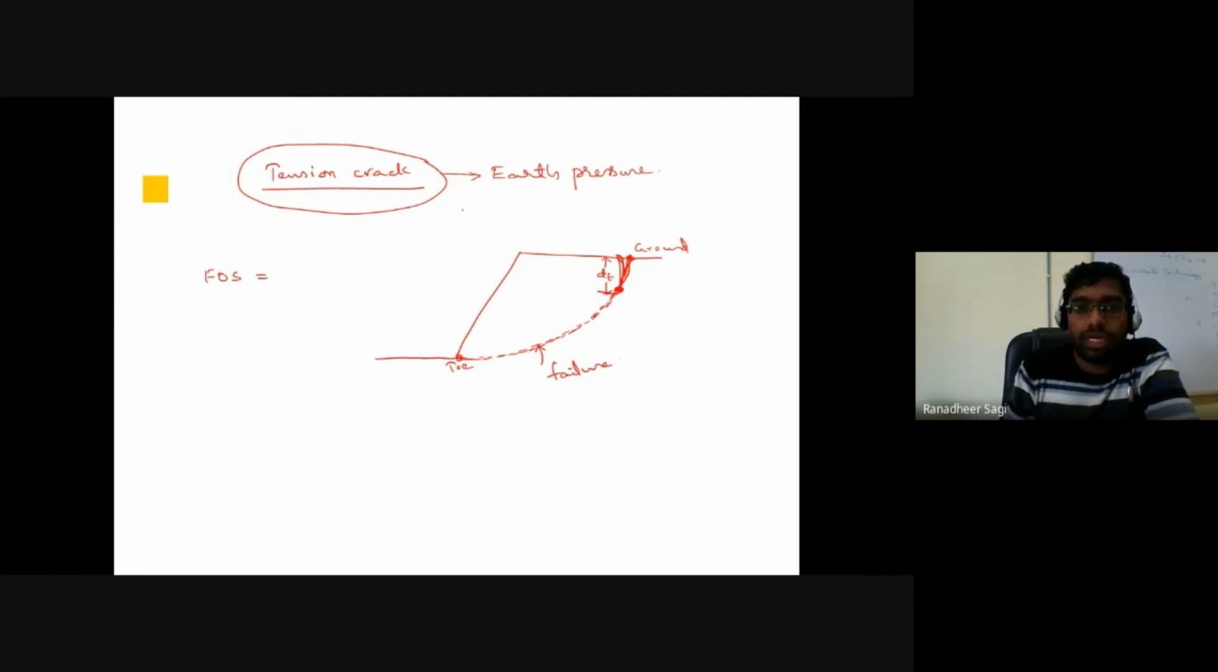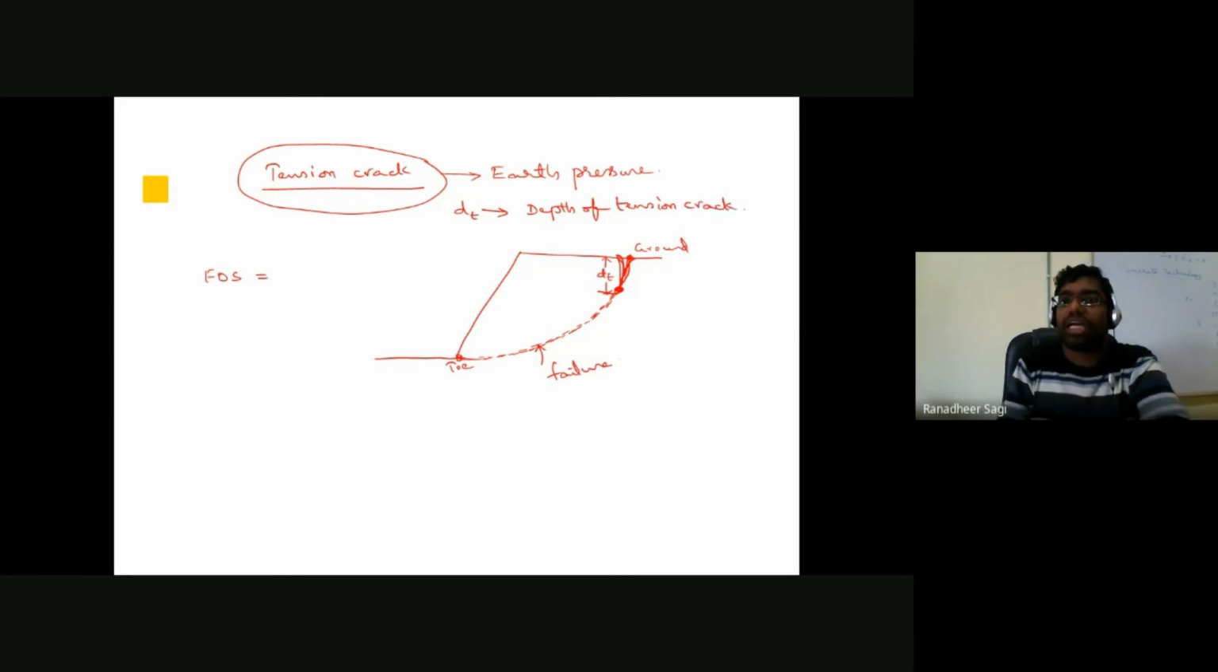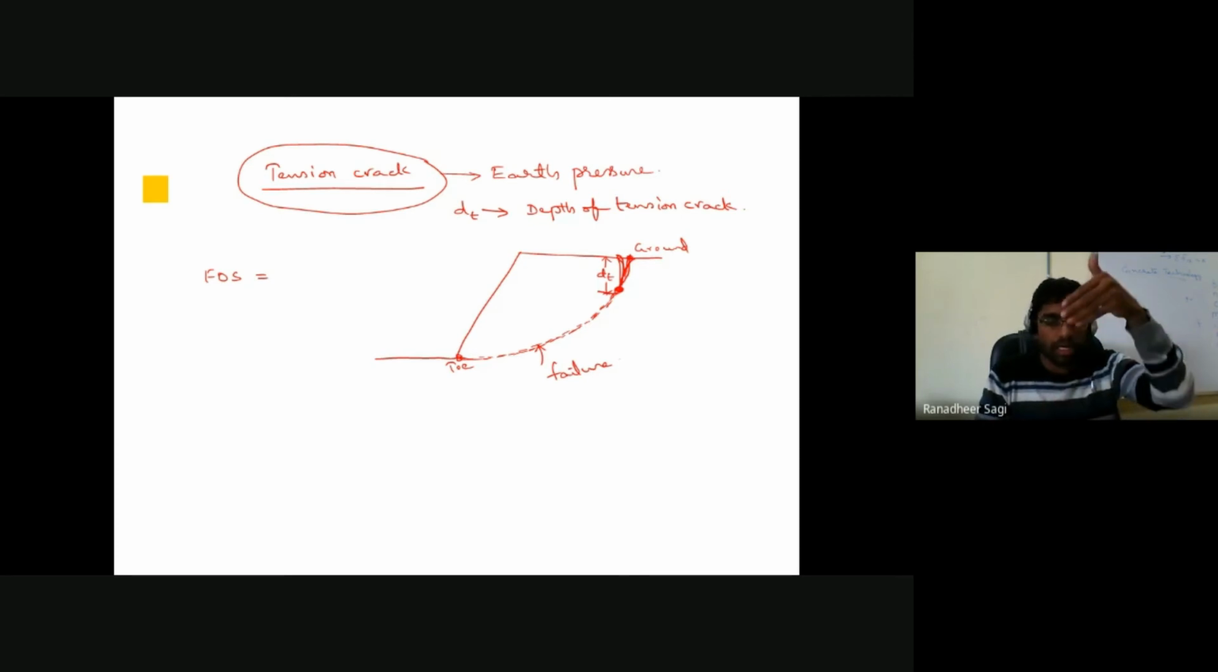Okay, so dt indicates what is called the depth of tension crack. Because of the tensile forces getting developed in the ground, you are going to see a crack formation happening from the surface of the ground to some depth into the ground. Even on the ground, whenever you walk across, you would see some cracks forming, extending into the deeper layers of the ground.